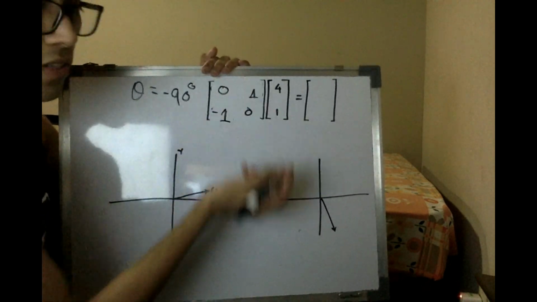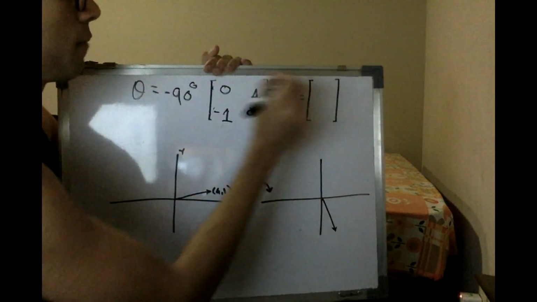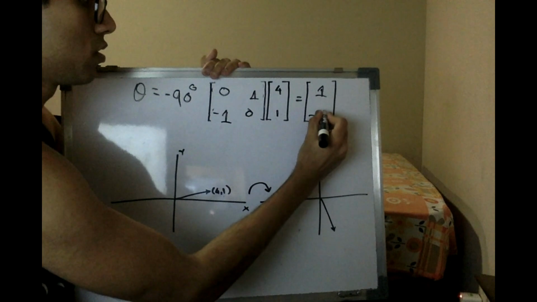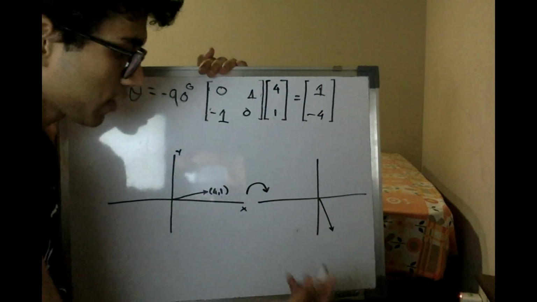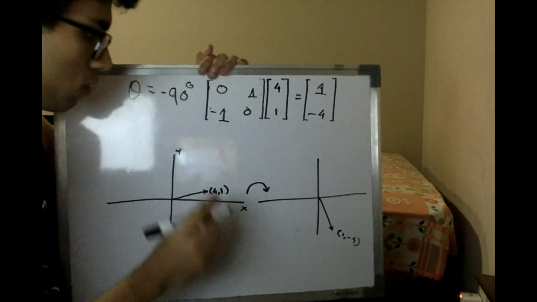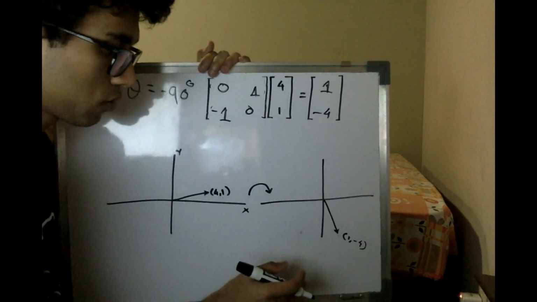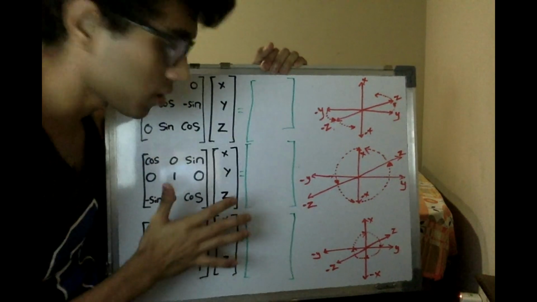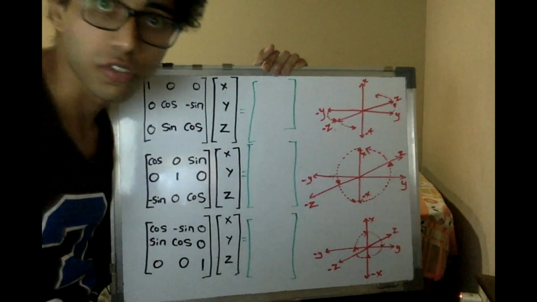Now, I operate this matrix with this vector. I get 1 and I get minus 4, which actually makes sense because this vector is actually 1, negative 4, which is a rotated version of this vector. Similarly, in 3 dimensions. This is something that you should be using for 3 dimensions.